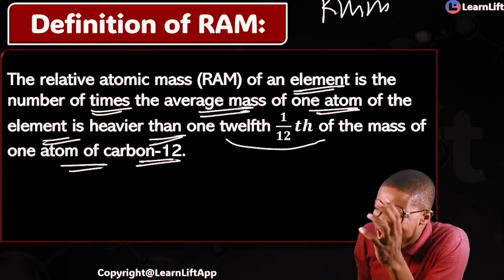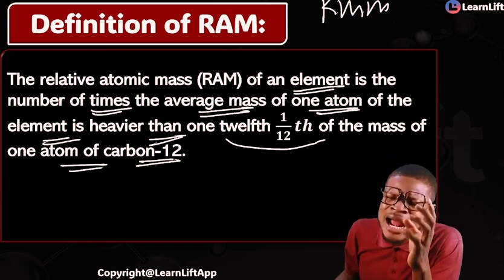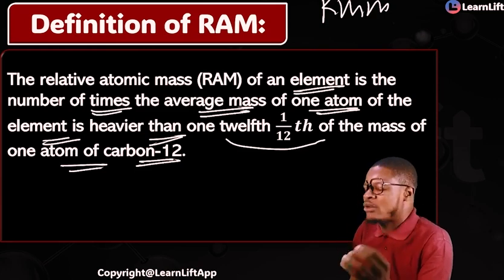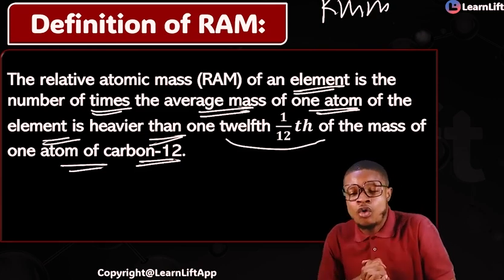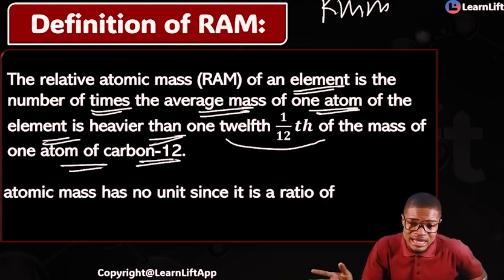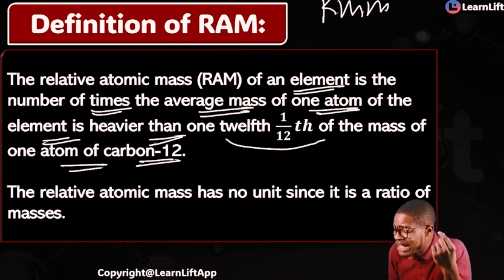Relative atomic mass, RAM, of an element is the number of times the average mass of one atom of an element is heavier than 1/12 of the mass of what? An atom of carbon-12. If you get this very simple with me, that means you can now flow. Take note that relative atomic mass has no unit.